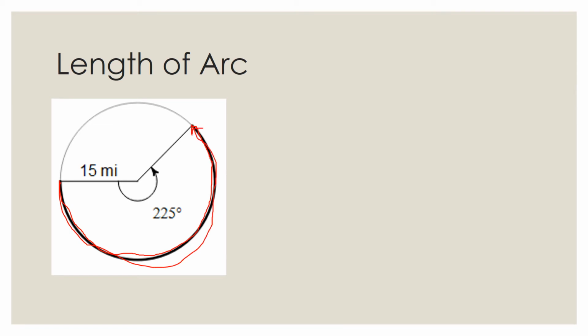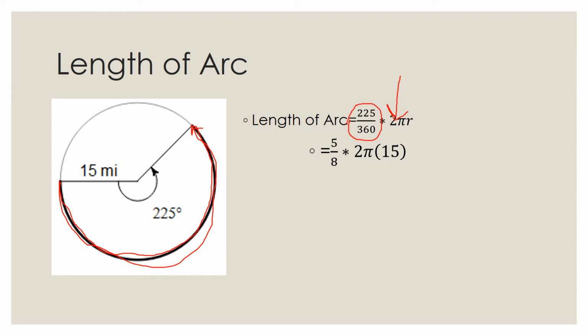So we can do the same exact thing that we did before. We can say that we have 225 degrees over 360, because that's how many degrees we're looking at over our total amount of degrees in a circle. And we multiply it this time by circumference. So you can use 2 pi r, or you can use pi diameter if you want to just multiply that in your head. If we simplify 225 over 360, that's going to give us 5 over 8.